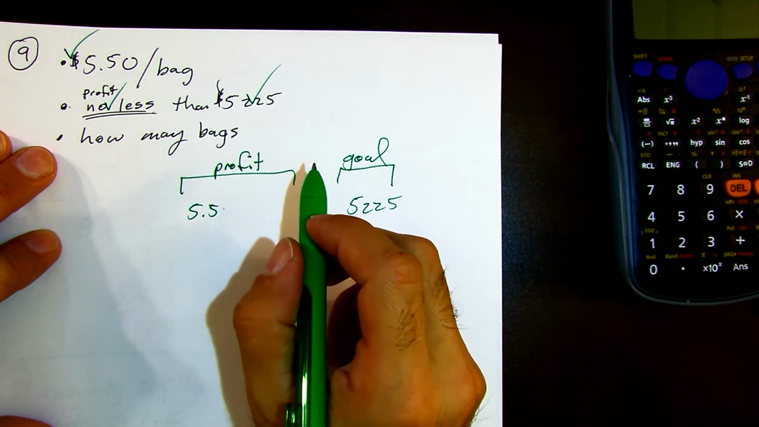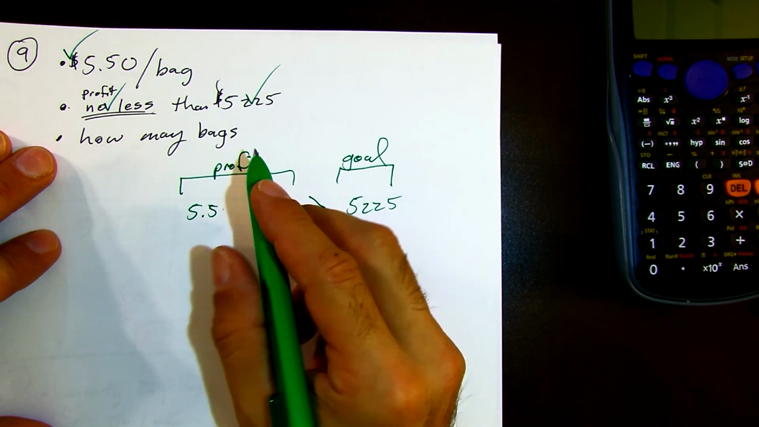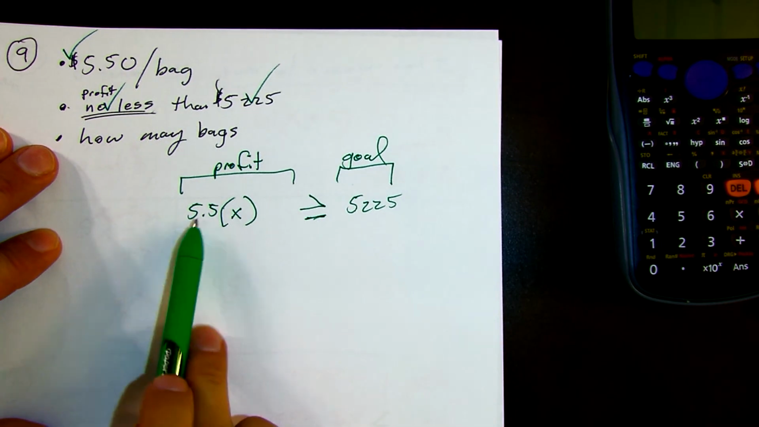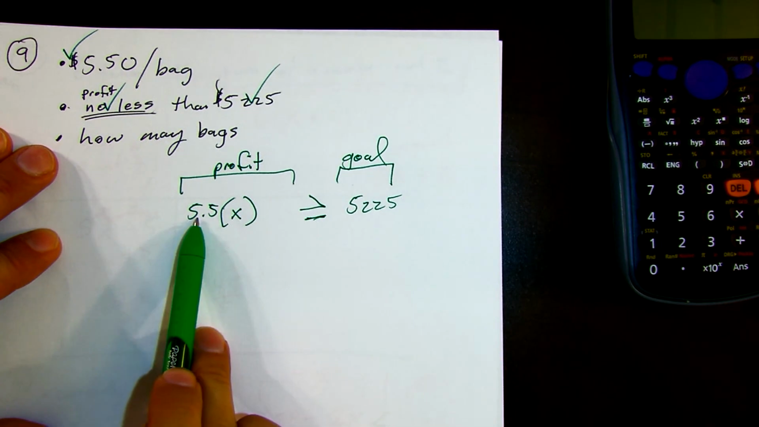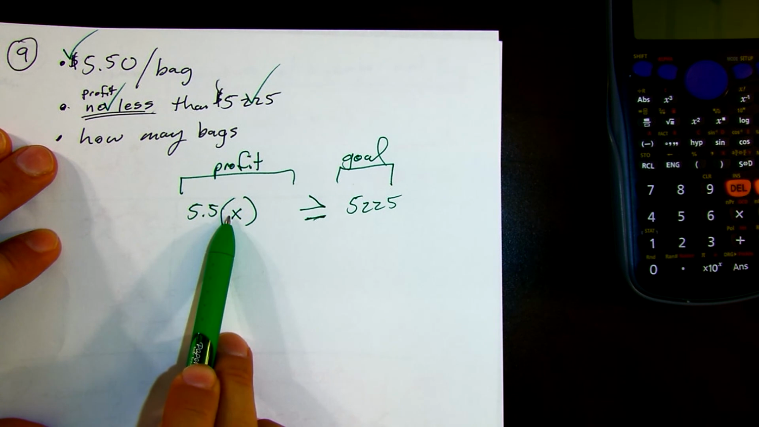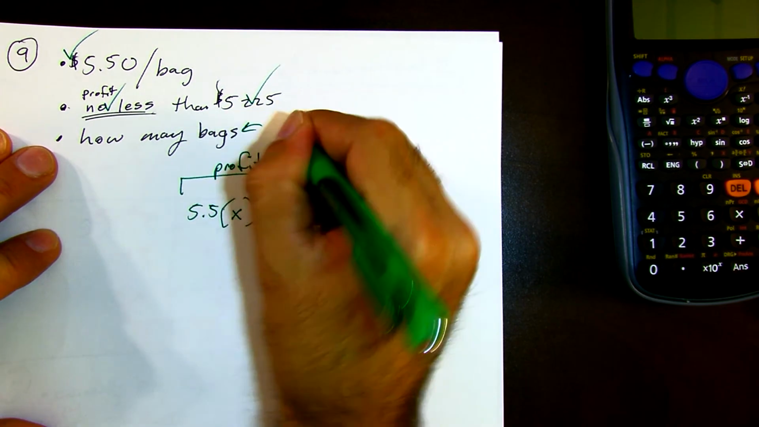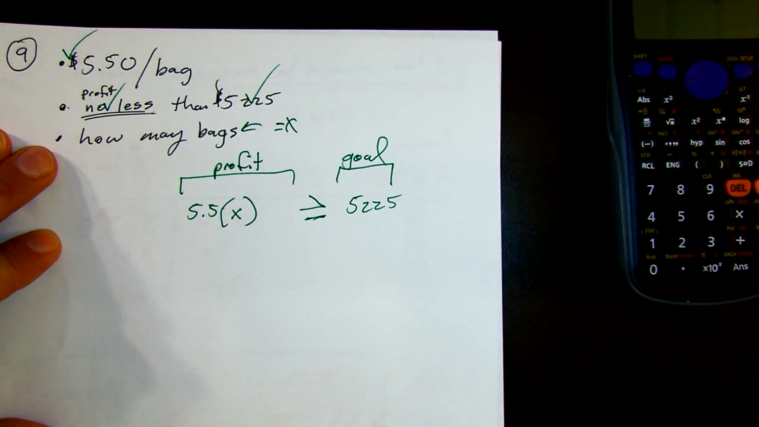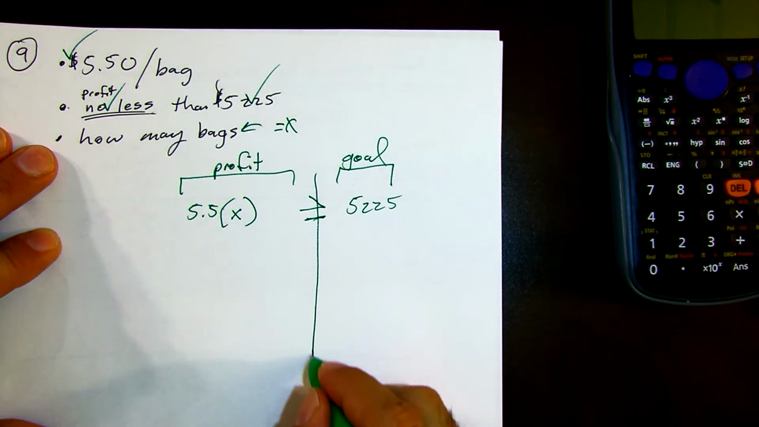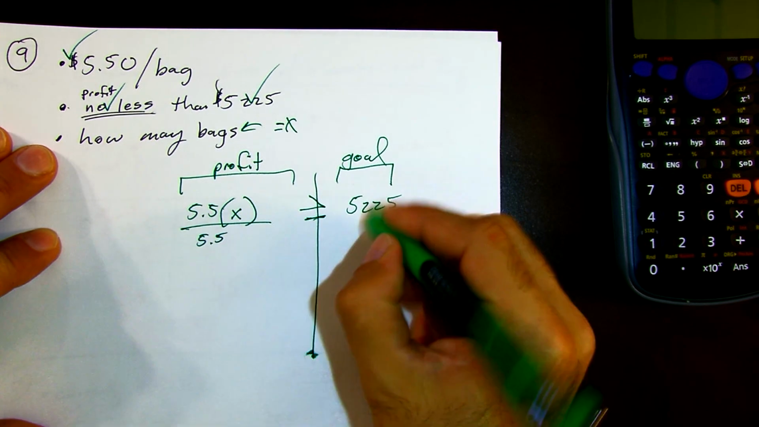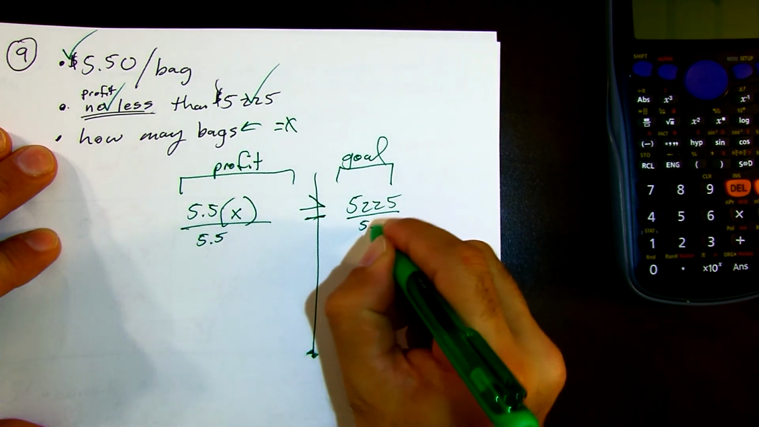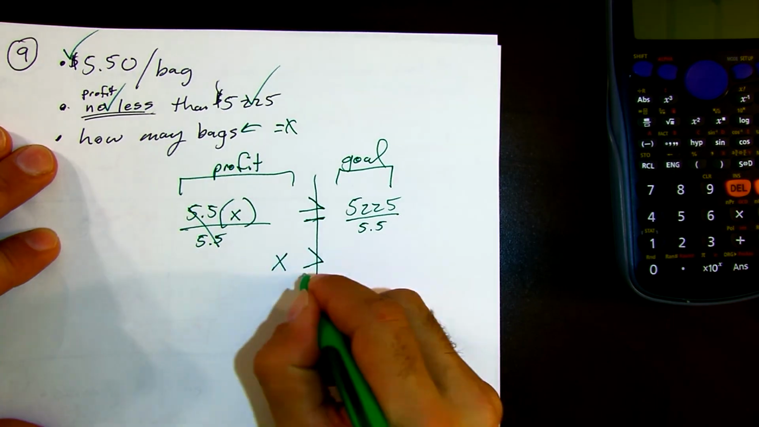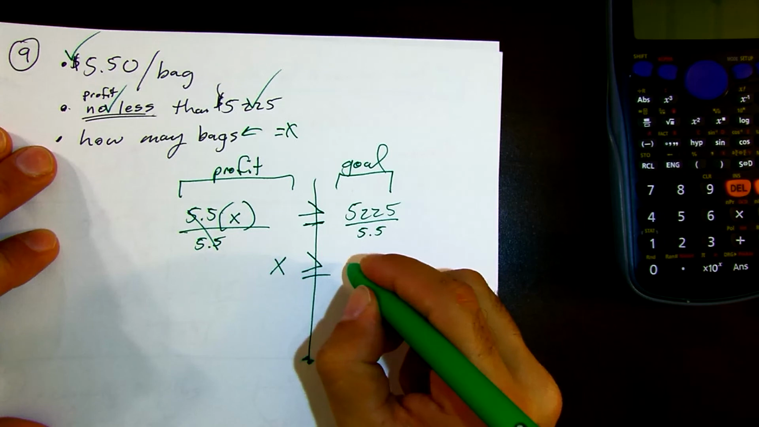So watch, now we have $5.50 per bag. If I sell 1 bag, I only make $5.50. If I sell 2, I make $11. 3, I make $16.50, and so on. I'll make that X. The profit is going to be the cost of the bag of food times the number of bags, so the number of bags is X. Let's go ahead and solve it. Line down the inequalities, keep it neat. Divide by 5.5.